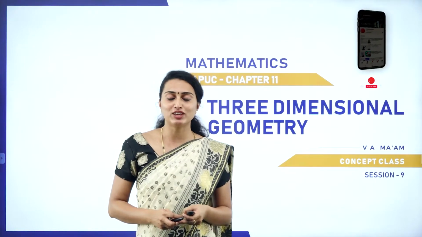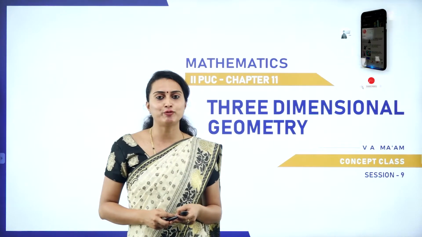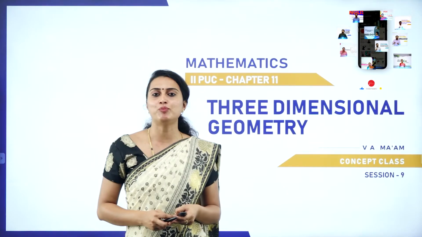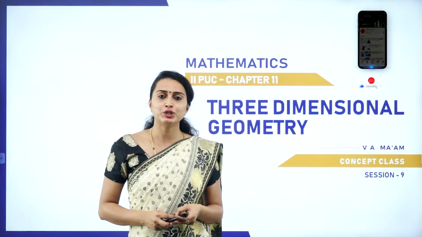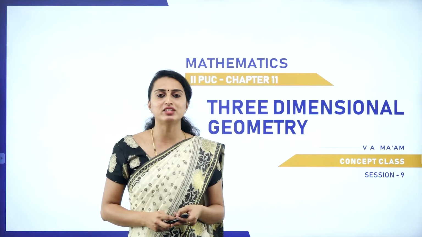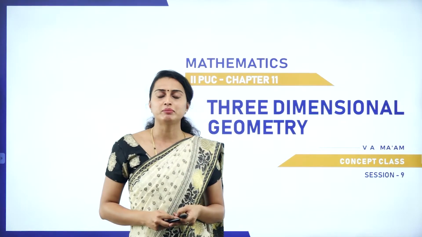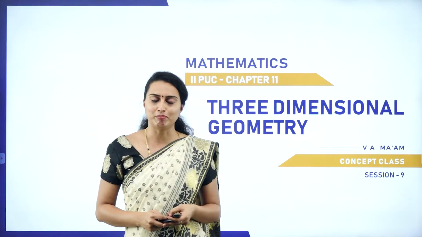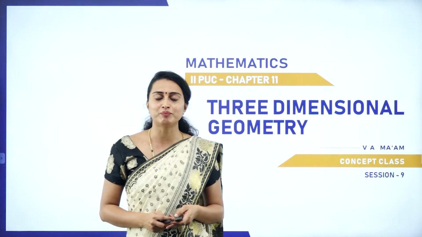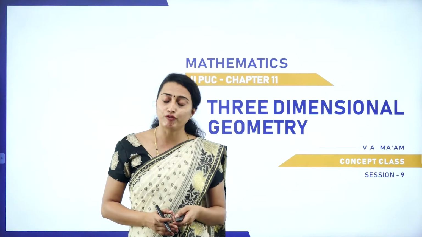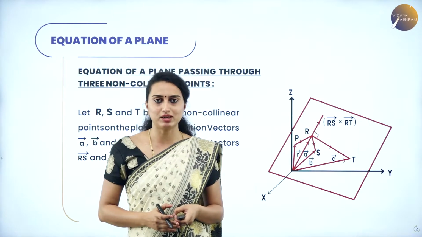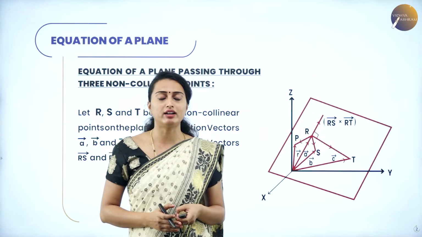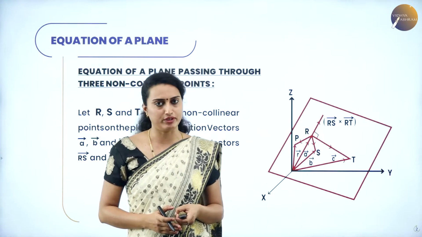In the last session, we learned the equation of a plane passing through a given point and perpendicular to a vector. Now, in today's session, dear students, session number 9, chapter number 11, called 3D Geometry of your second PUC Mathematics, we'll be moving on to one more derivation which is very important for your examination purpose and will be asked for a 5 marker.